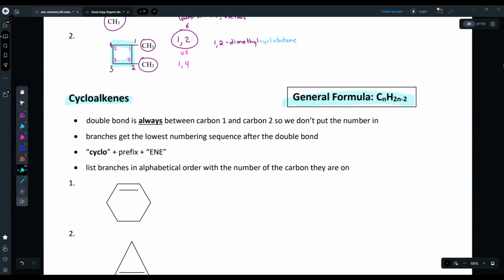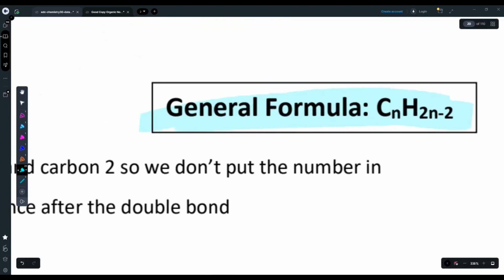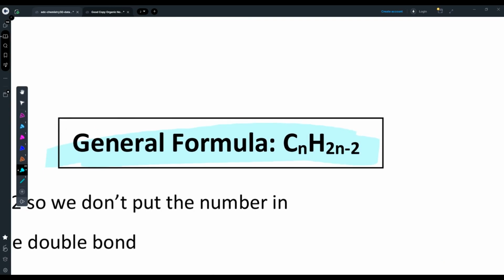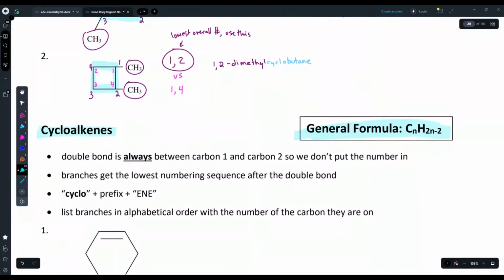So the general formula for them is CnH2n-2. So basically what that means is you'll have a certain amount of carbons, and then the amount of hydrogens will be 2 times the amount of carbons, subtracted by 2. Okay, so the double bond is always going to be between carbons 1 and 2 in cycloalkenes. So that's why we don't have to put the number in. Okay, so this is very specific for cycloalkenes. So just know that.